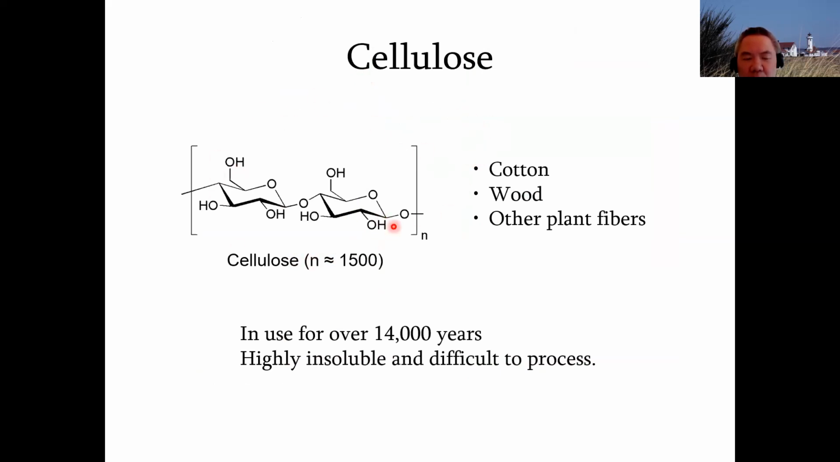And the main important component of wood includes things like cellulose, cotton, wood, and other plant fibers, which has been essentially known to humankind for thousands of years, but it's really highly insoluble and difficult to process. So if we think from a chemist's or a scientific point of view, what we would want to do is to take things that are naturally occurring and to chemically modify them.